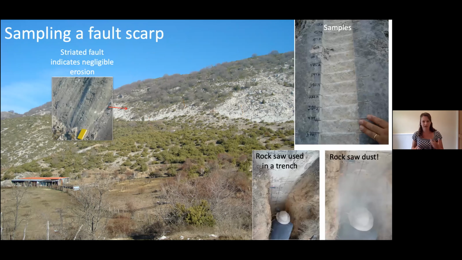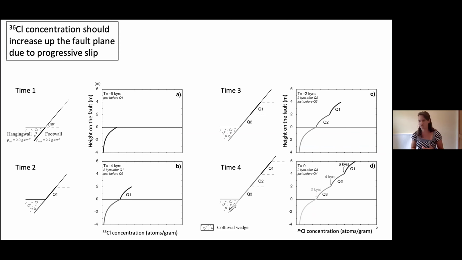So what we can do is go and take samples using a rock saw, which is pretty challenging work. I did a very small part of this, and the couple of days I did were really challenging. And what we can do then is run this through the AMS, and we can plot the concentration of chlorine 36 against the height up the scarp. And what we would expect to see is that there should be more chlorine 36 up the scarp because it's being exposed for longer due to progressive slip from past earthquakes.